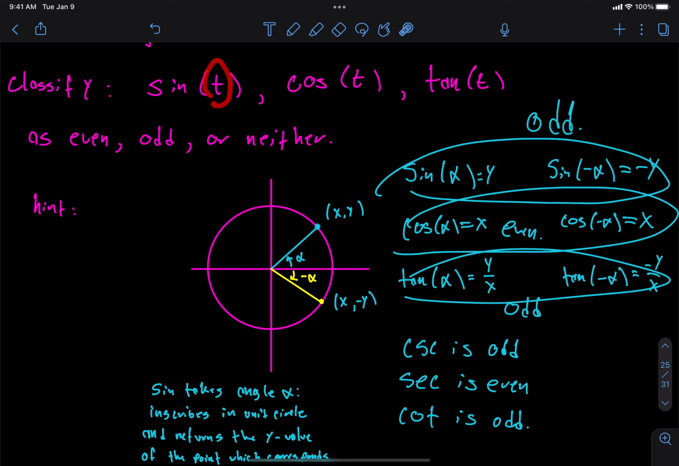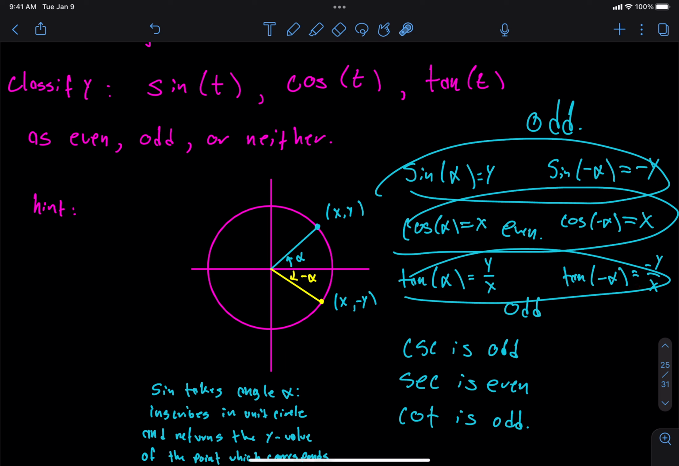So we reverse the input. So we either do the input of alpha or we do the input of negative alpha. And what happens to the output of sine? Sine will give us the y value corresponding to the point, which corresponds to that angle. And since when we switch the angle, the y value becomes negative, we get that sine of alpha is y, but sine of negative alpha is negative y. So this is what it means for a function to be odd. So sine is an odd function, cosine is an even function, and tangent, as the quotient of an odd function and an even function, is also going to be odd.